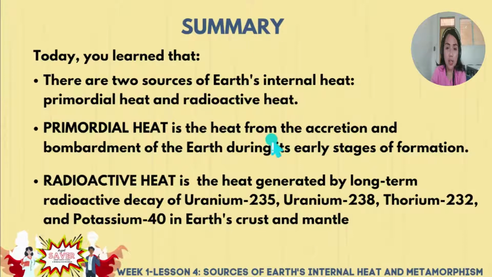Now let's go to the summary of our lesson. Today you learned that there are two sources of Earth's internal heat, which are primordial heat and radioactive heat. Primordial heat is the heat from the accretion and bombardment of the Earth during its early stages of formation. Radioactive heat is the heat generated by long-term radioactive decay of uranium-235, uranium-238, thorium-232, and potassium-40 in Earth's crust and mantle.